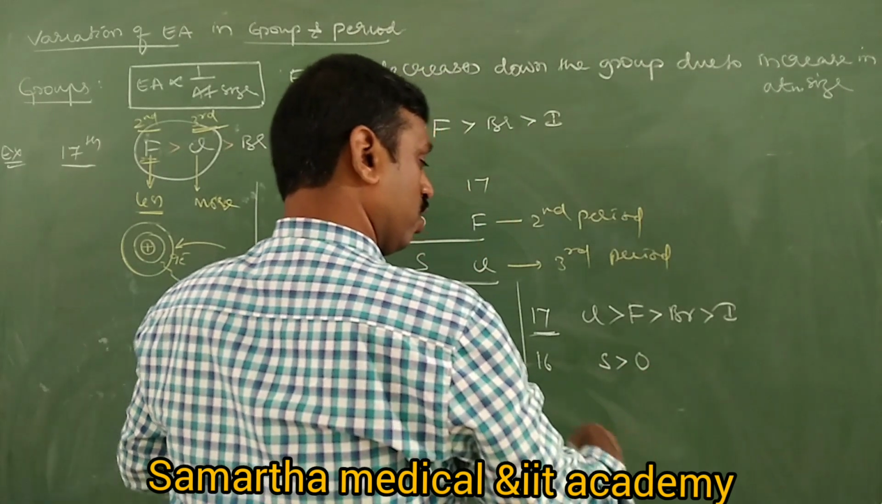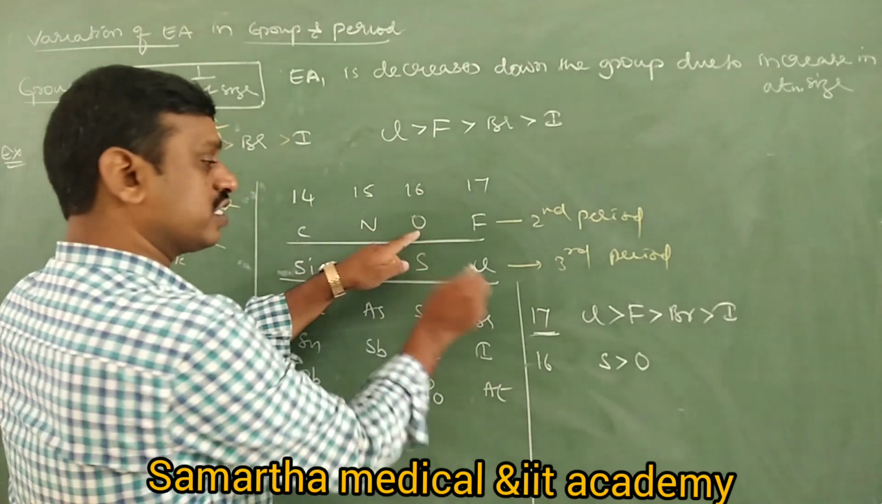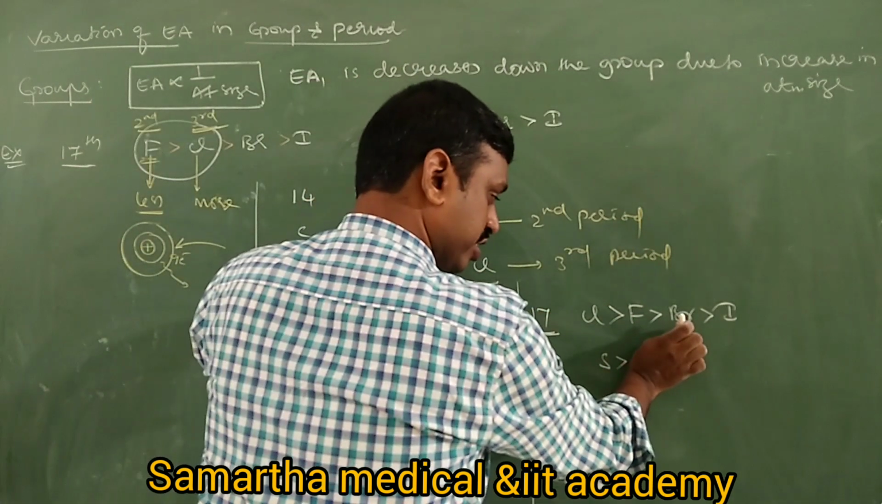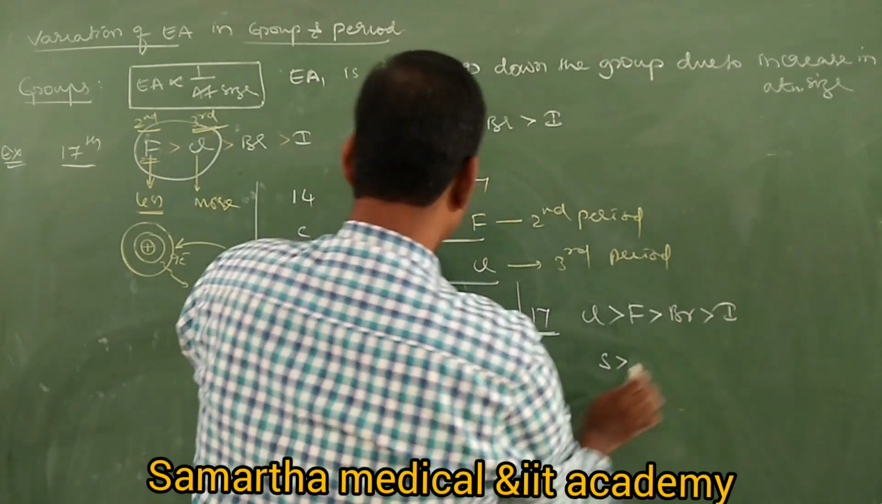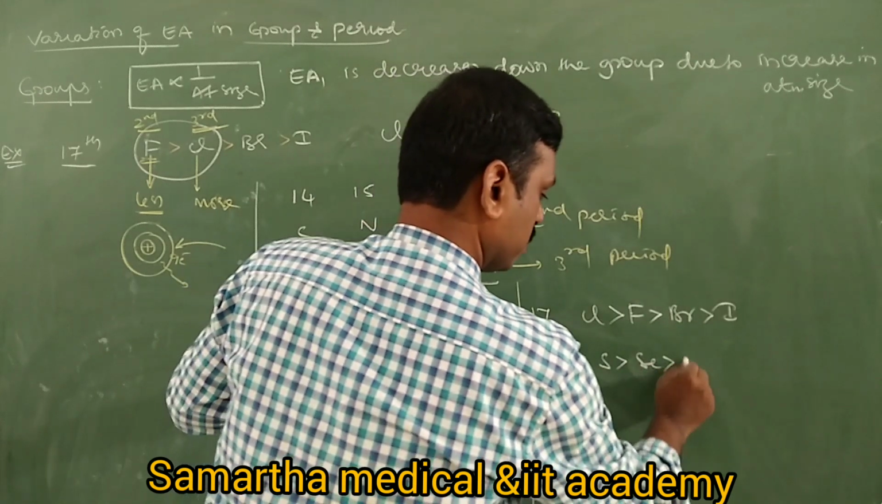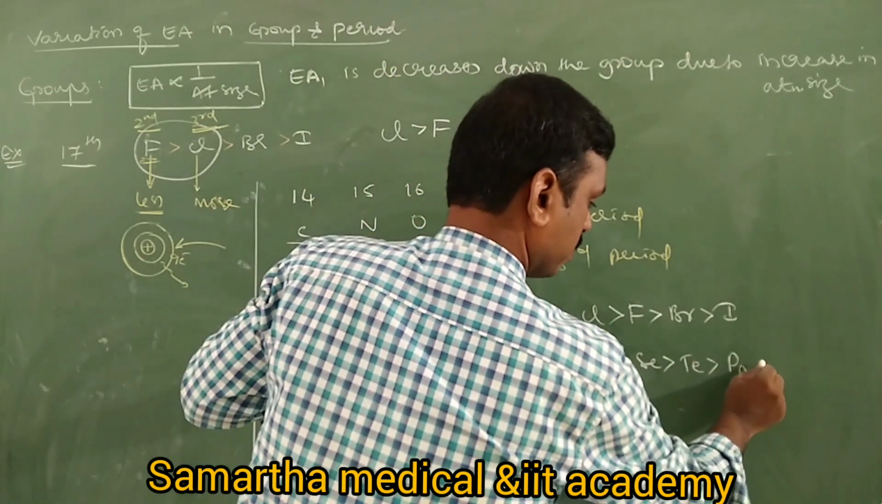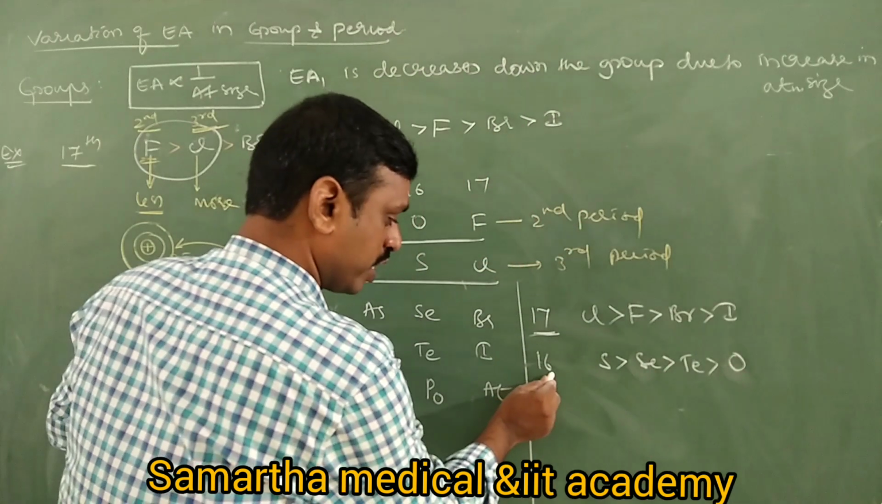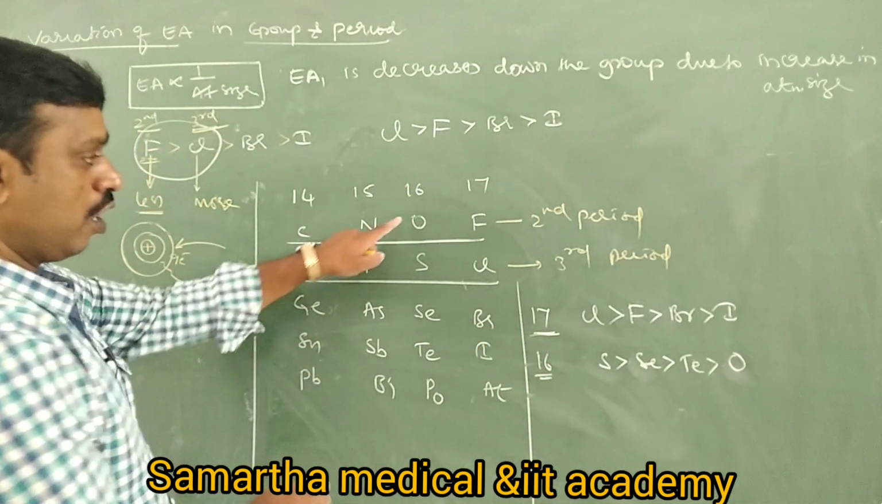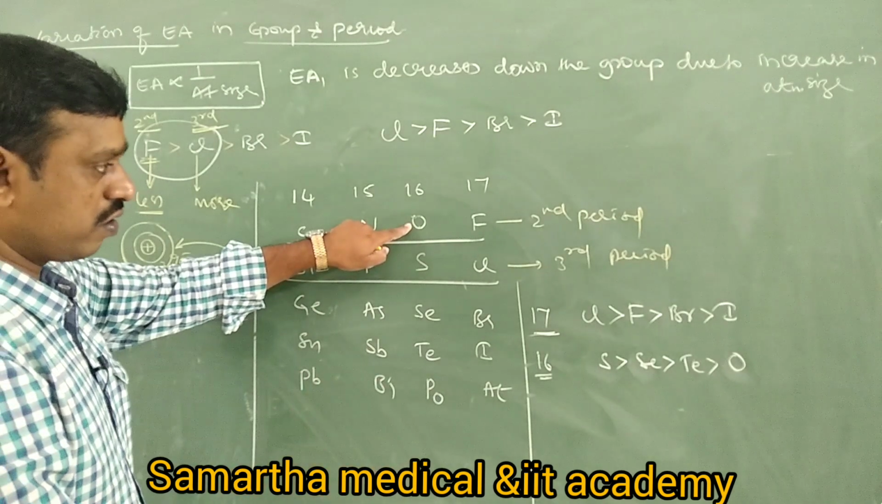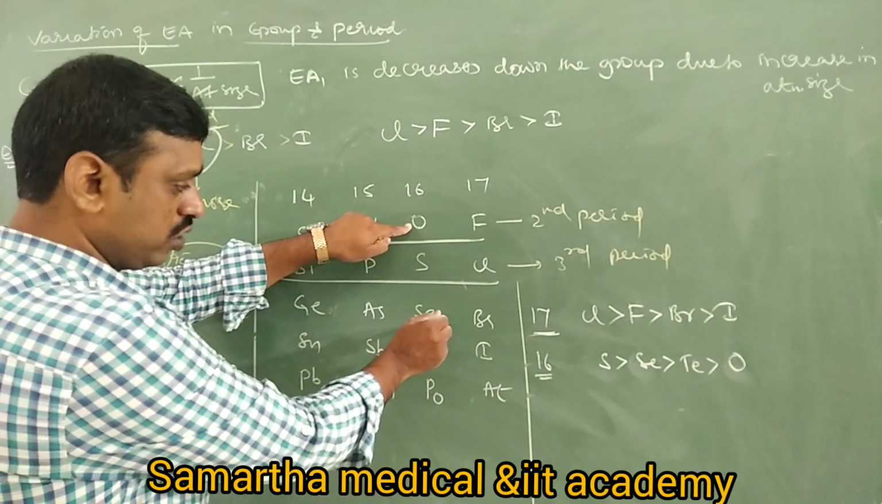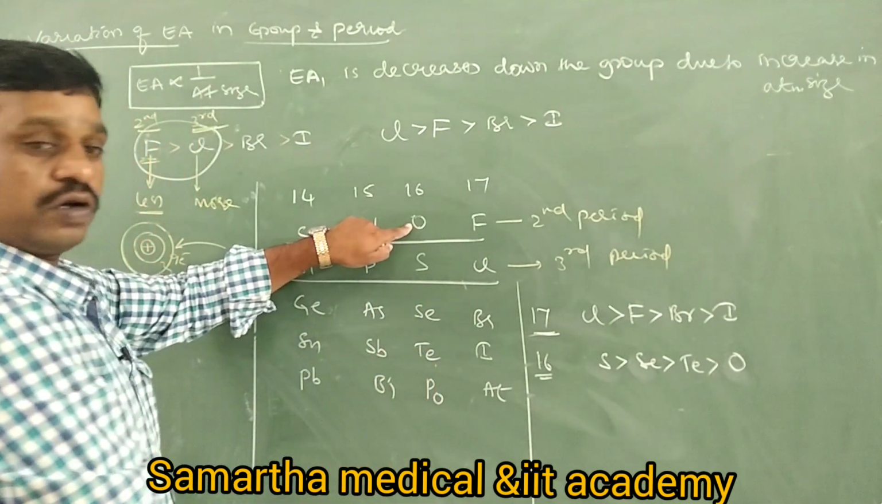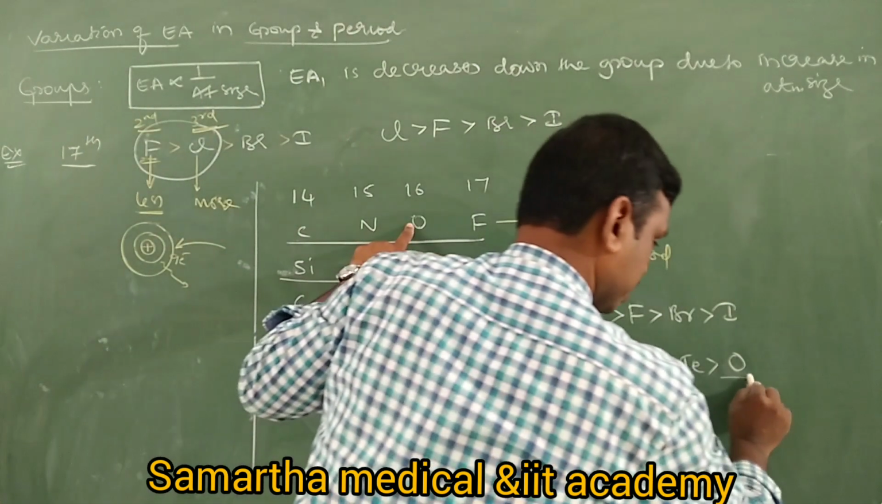Now, if you write the proper order, oxygen gets lost. Oxygen is least here. Sulfur, then selenium, then tellurium, polonium. Okay, leave out polonium. So remember one more exception: in the 16th group, oxygen has the least electron gain enthalpy, even compared to selenium as well as tellurium. Okay, this is one more exception.